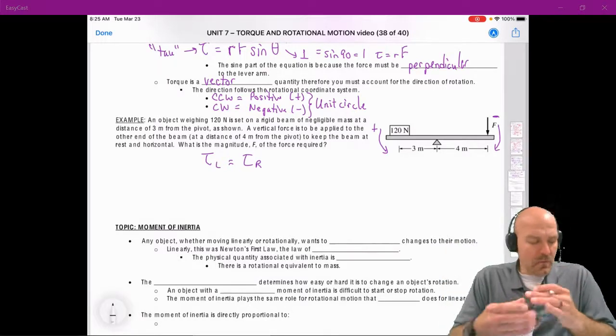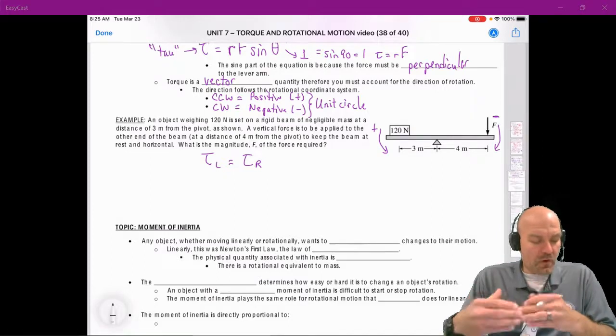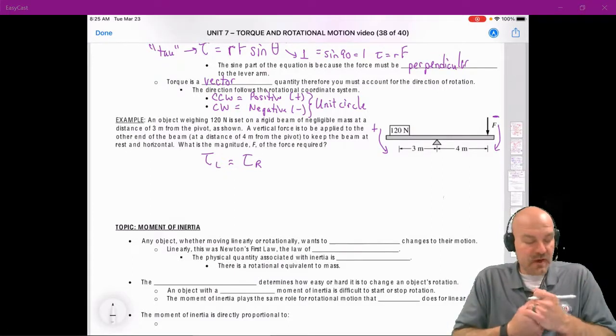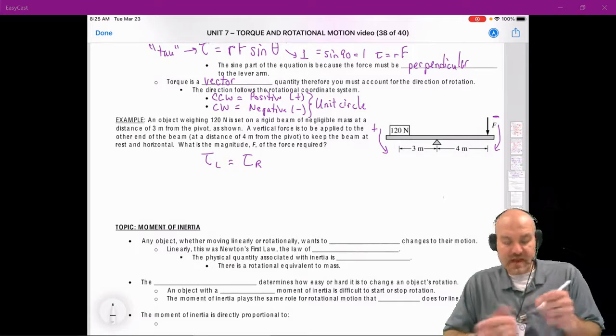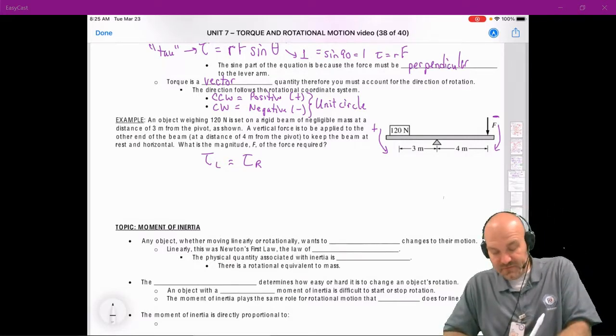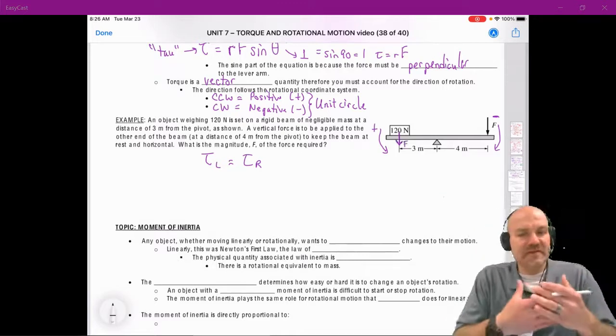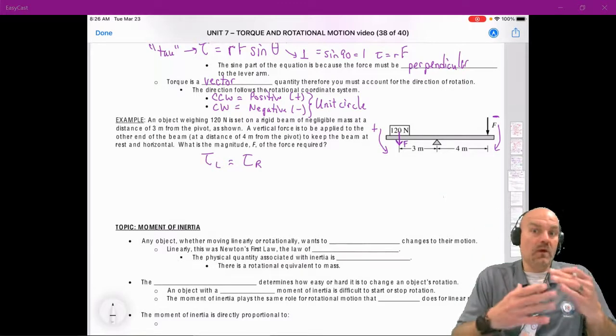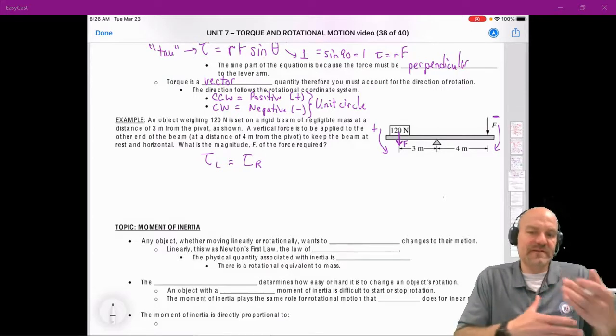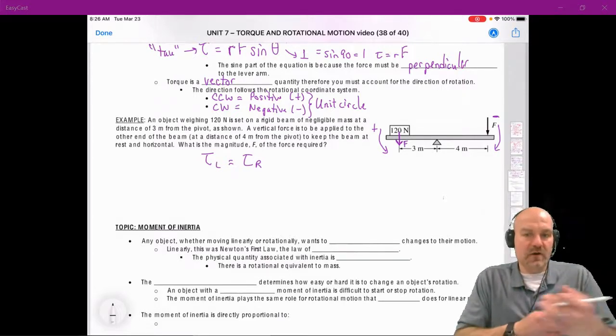Now, if I'm looking for that force, all I simply have to do is substitute. Both of these forces are perpendicular. Now, if you think about it, what force is here? It's the weight of this object. Sometimes they give you the mass, and you would need to say, okay, what force is causing that torque? So in this case, it would be the weight of the 120 newton block that is causing the torque.